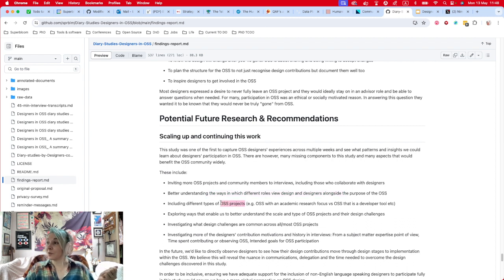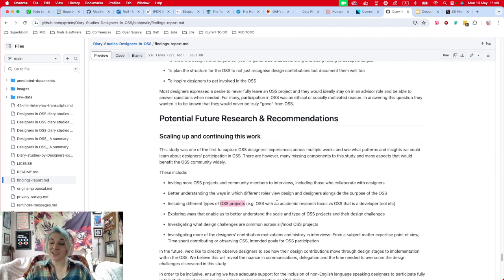Including different types of open source software projects. I think we got a good selection of different projects in this diary study, but there are still other kinds of open source projects that I would like to have designer diary studies represented in this, because there are so many different kinds of open source software projects. With 5 study participants, you're never going to cover the breadth of different open source software projects.